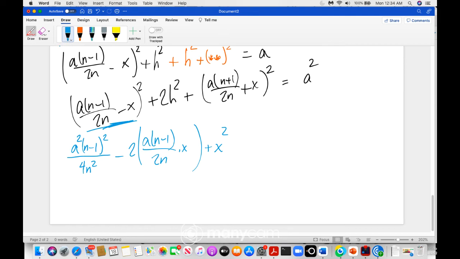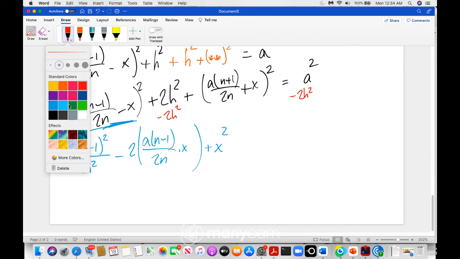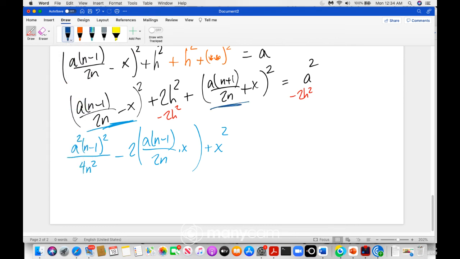I'm trying to think how I should do this. I'm going to move the 2h squared over. So I'm going to subtract that from both sides, so then I can only just focus on the blue term. So I'll do that one in a light blue, and I'll do this one in a darker blue.